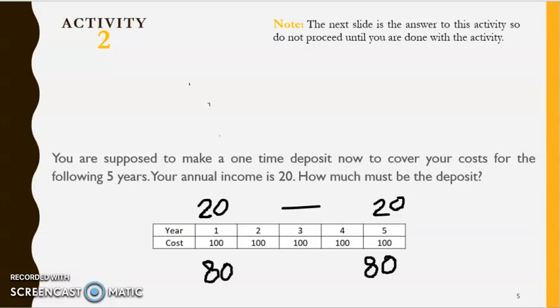So when you need $80 for each year, the total amount of money you need to have as deposit at the beginning to cover all your expenses would be 400 bucks.